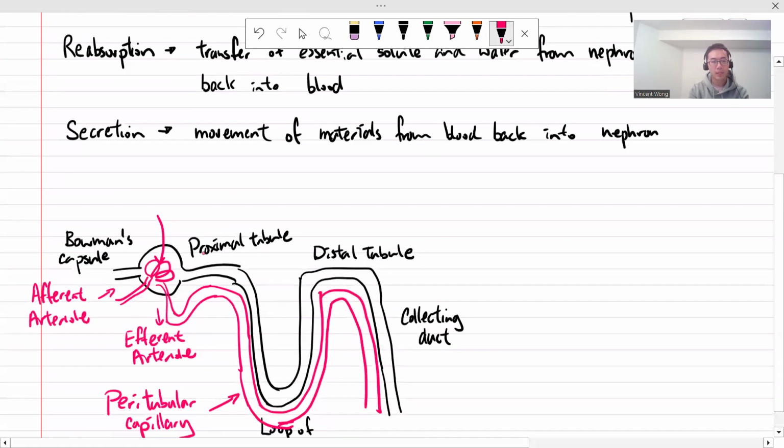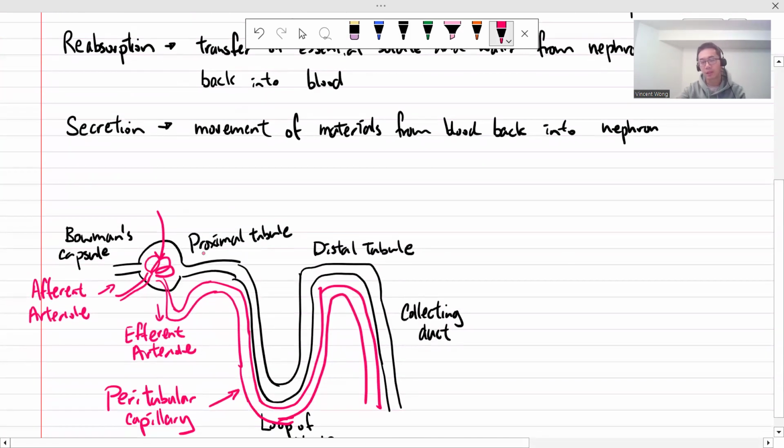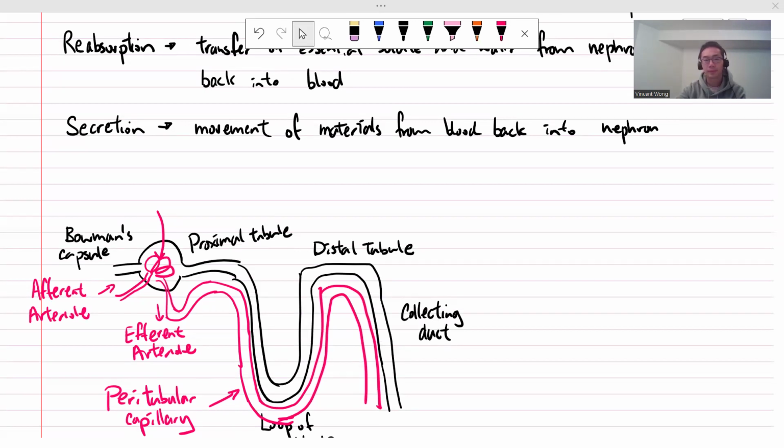What's that thing called right here? That little network of blood vessels? Anybody? What is that thing? The glomerulus capillary. Yep, you got it. That's the glomerulus. Very good.